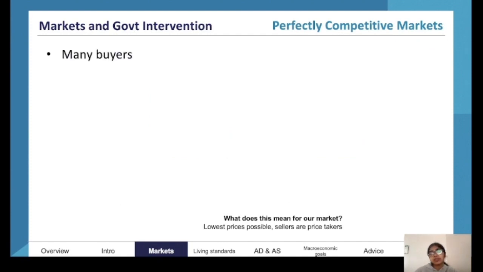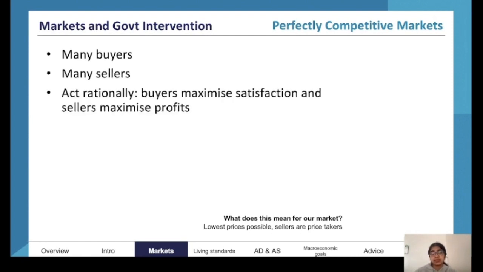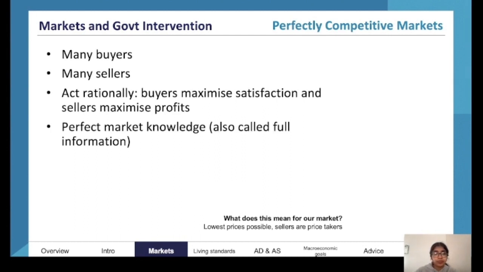So in a perfectly competitive market, there are many buyers and many sellers. So lots and lots of buyers, lots and lots of sellers. We assume that the buyers and sellers act rationally. So the aim of the buyers is to maximize their satisfaction, so maximize their happiness with the product that they purchase. And the aim of the sellers is to maximize their profit, so literally to make as much money as possible.